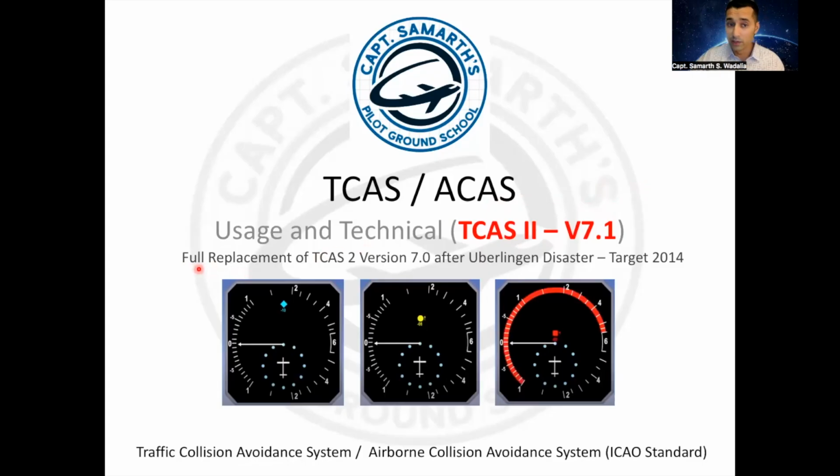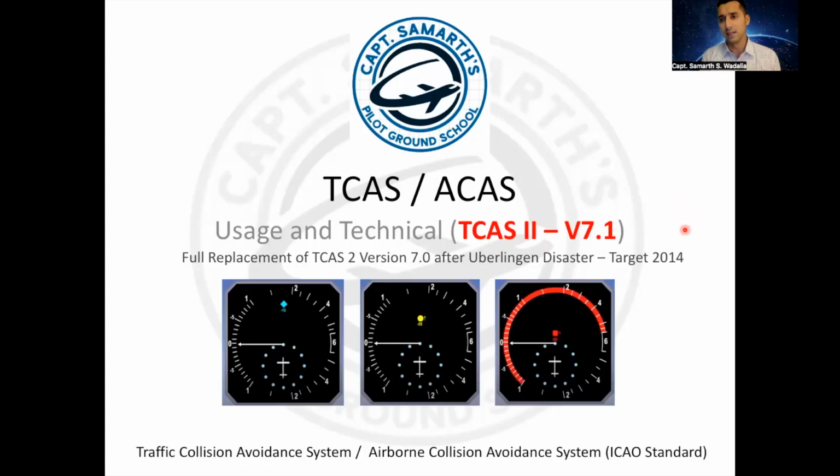And you will see a line over here that states full replacement of TCAS 2 version 7.0, that was the previous software version, after the Uberlingen disaster. Guys, the Uberlingen disaster was a mid-air collision that happened somewhere in Europe. We will talk about this accident during the briefing, and that prompted the software version to change from version 7.0 to version 7.1. We will talk about this sometime later in the briefing. And the target for this change was the year 2014.